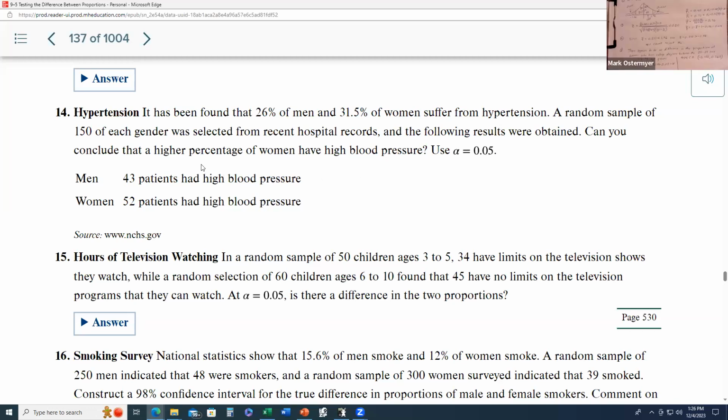If we want an upper tail test, where the rejection region is in the upper tail, then we want to investigate whether the proportion of women with hypertension is greater than the proportion of men with hypertension, because we want this to be greater than 0. Do you agree? So that'd be an upper tail test. If you want to conduct an upper tail test, you should go with the first population being women, the second being men. All right, there you go, ladies and gentlemen.